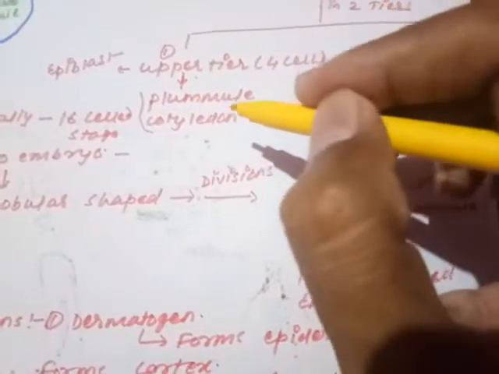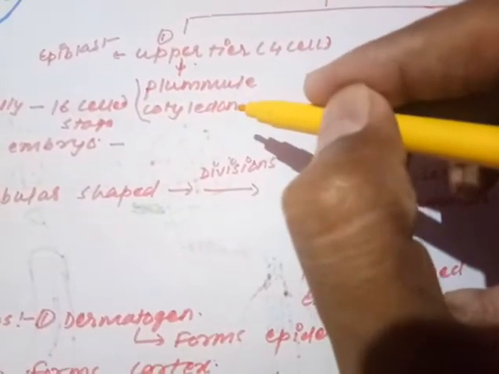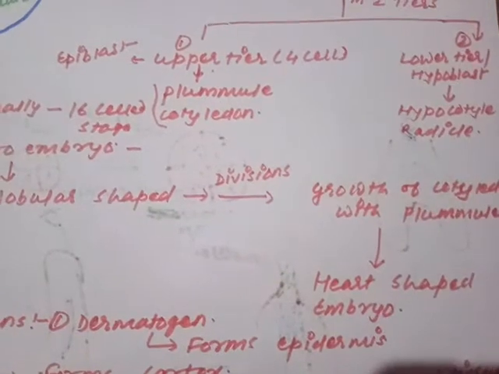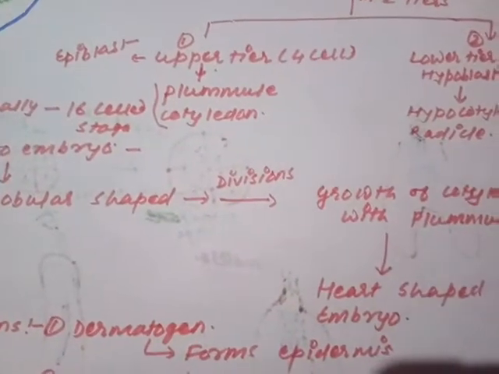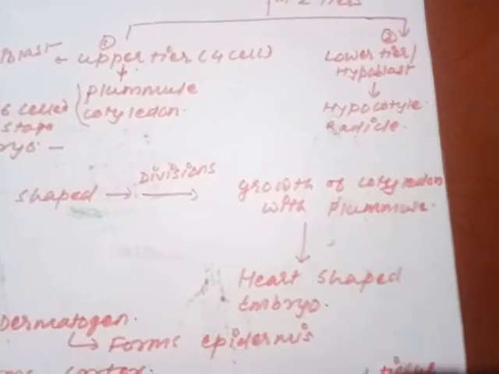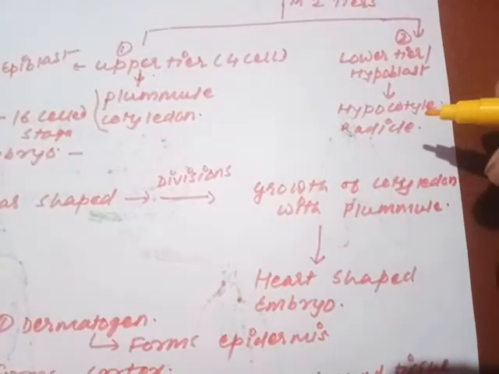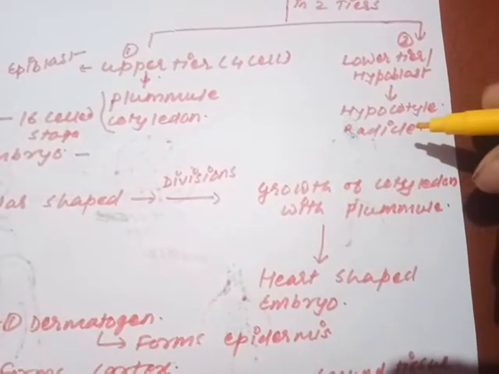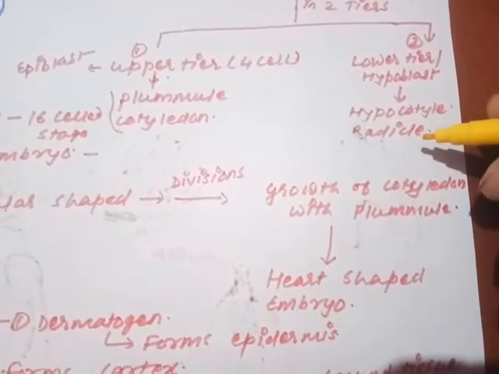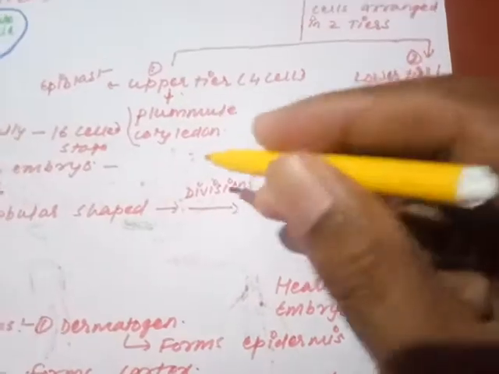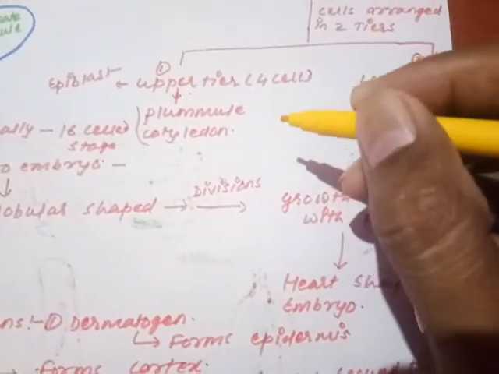The lower tier cells are going to form the hypoblast. The epiblast is responsible for the formation of plumule and cotyledon, and the lower tier cells are responsible for the formation of hypocotyl and radicle. Radicle is going to give rise to the root system. Plumule is going to give rise to the shoot system.